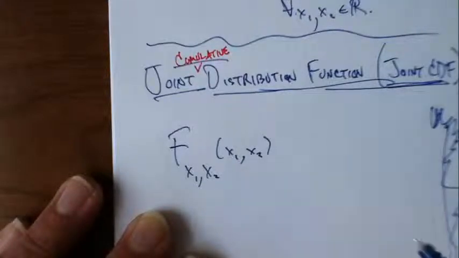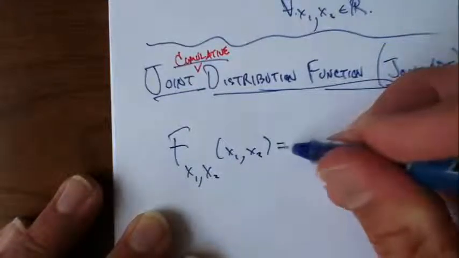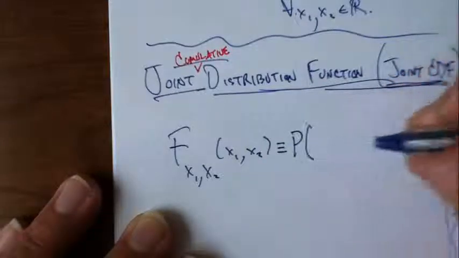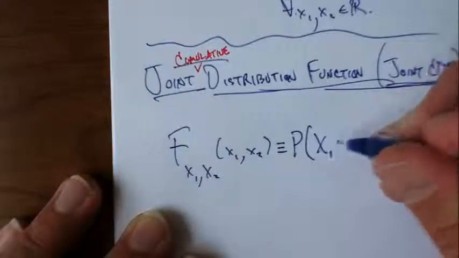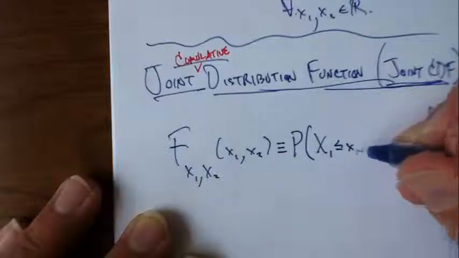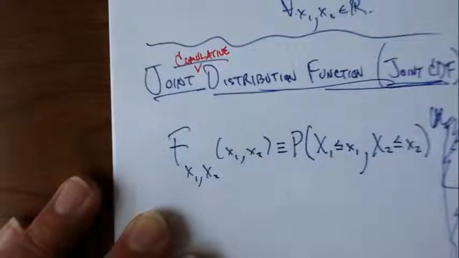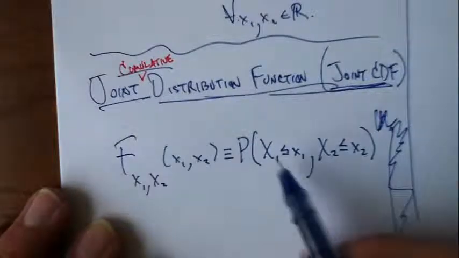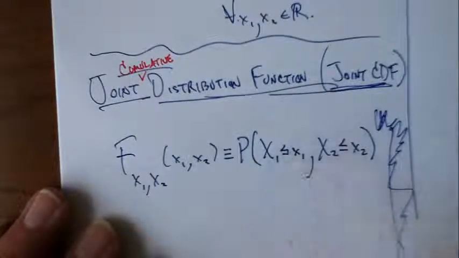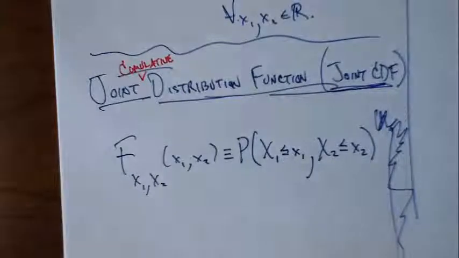So this is defined to be the probability that X1 is less than or equal to little x1 and X2 is less than or equal to little x2. So it's the chance that the first random variable is less than or equal to this amount, and that the second random variable is less than or equal to that amount.